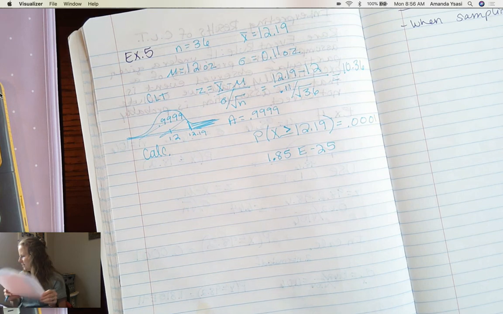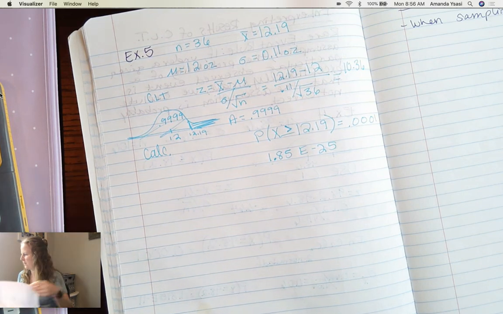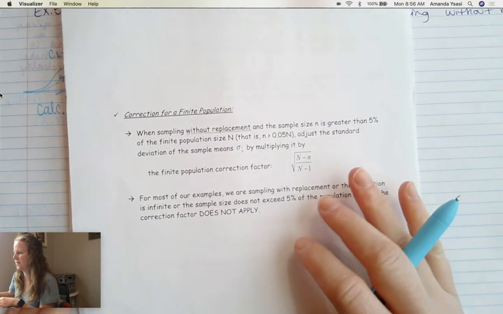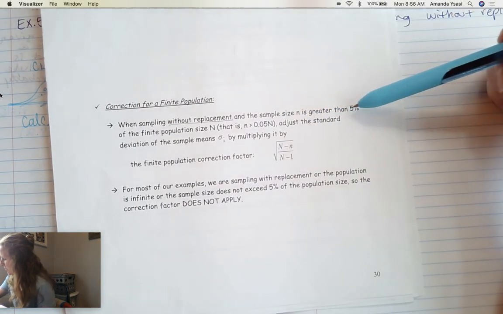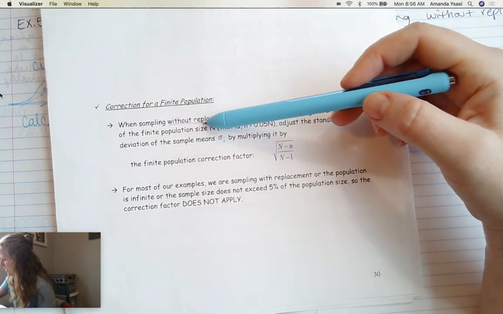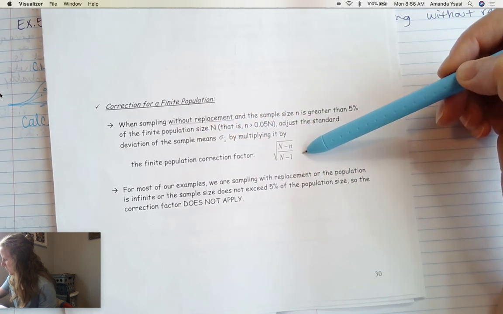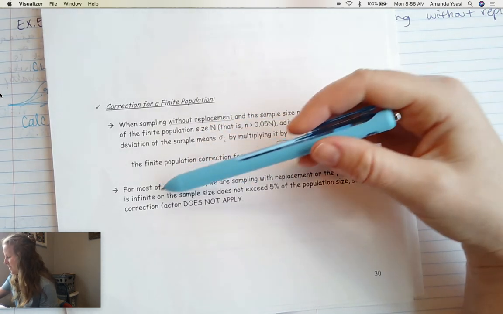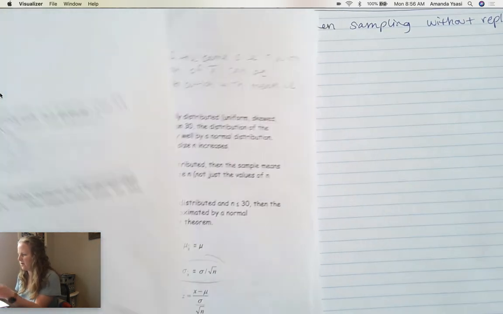Okay, the last thing we need to talk about is the correction for finite population. A finite population is not infinite, so you can specify how many there are. So when sampling without replacement, if the sample size n is greater than 5% of the finite population size N, adjust the standard deviation by using this. For most of our examples, we are sampling with replacement or the population is infinite, so this won't apply.